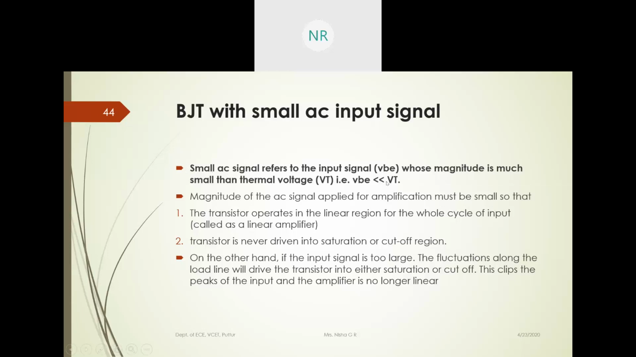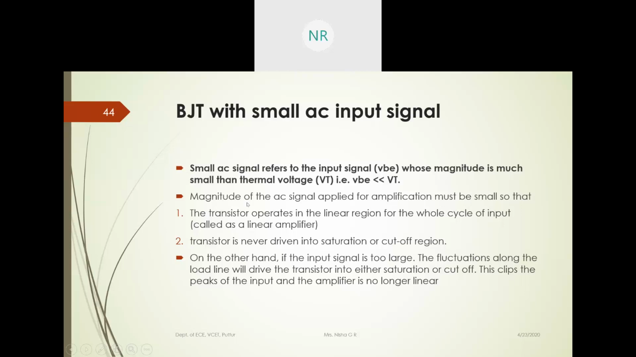So what is this thermal voltage? It is a constant value we are going to consider. It is not a readily measurable voltage between the semiconductor terminals. We are not going to measure anything, just a constant value. If VT is 25 millivolt, what might be the value of vbe? It will be very much smaller than VT. Approximately we take vbe as around 10 millivolt. If we give such a voltage, then it is known as a small AC signal.